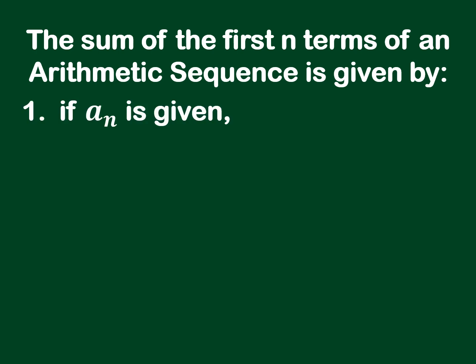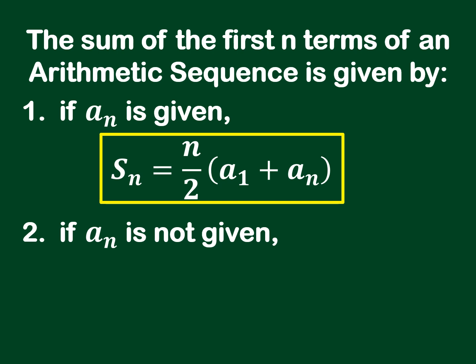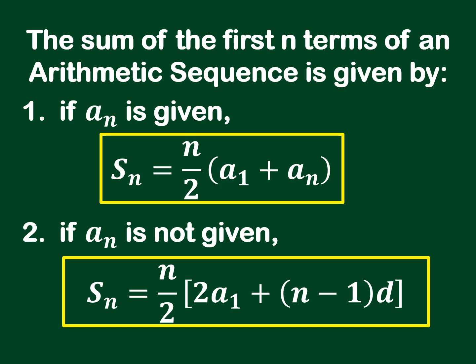In number 1, if a sub n is given, we will use the formula s sub n is equal to n over 2 times the quantity a sub 1 plus a sub n. In number 2, if a sub n is not given, we will use the formula s sub n is equal to n over 2 times the quantity 2a sub 1 plus the quantity n minus 1 times d.